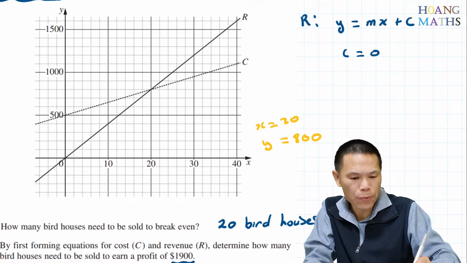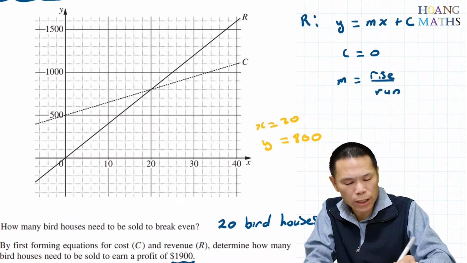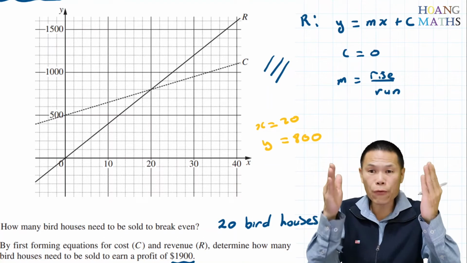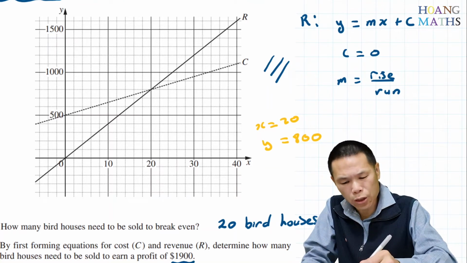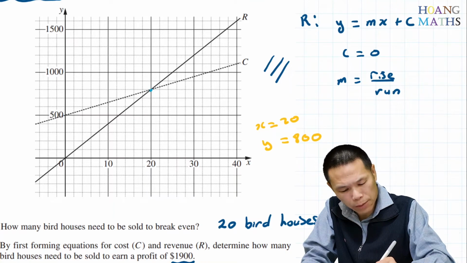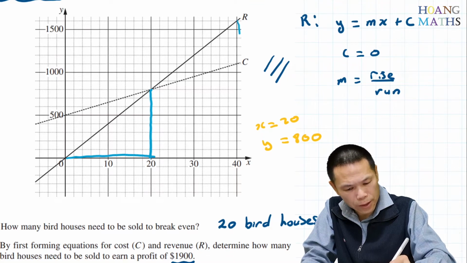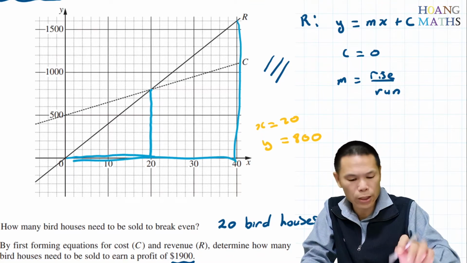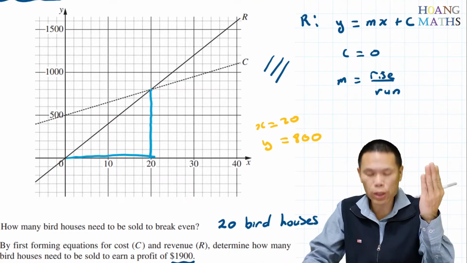Let me just write this down. M is equal to rise over run. And we know that the graph is going this way, so therefore the gradient is positive. Then we just quickly construct a line or triangle. The easiest way is here. We can see clearly with the numbers, okay? Like this. Or you can draw this way as well, okay? Just to let you know.